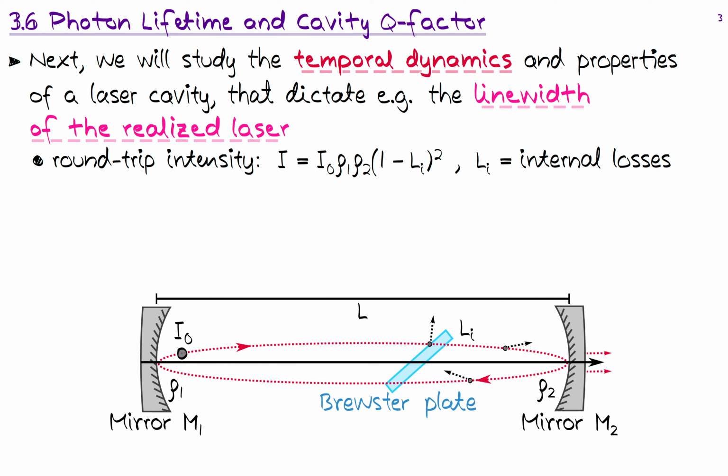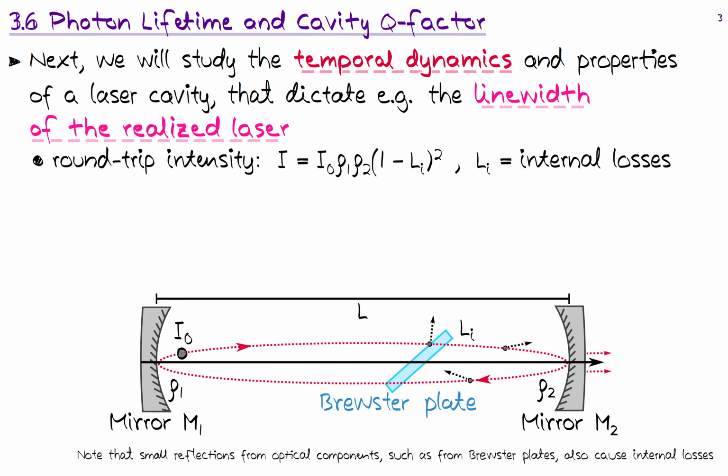So it could be, for example, absorption losses due to the gain medium. It could be scattering of dust particles and whatnot. It could be a Brewster plate placed there acting as an etalon, so to further narrow the line width of the laser, and all of those things would give rise to additional internal losses. Now, please note these reflections from the optical components, like I already mentioned, also cause internal losses.